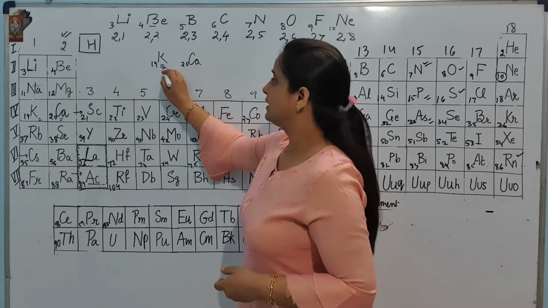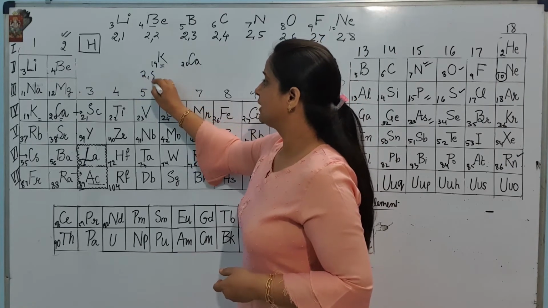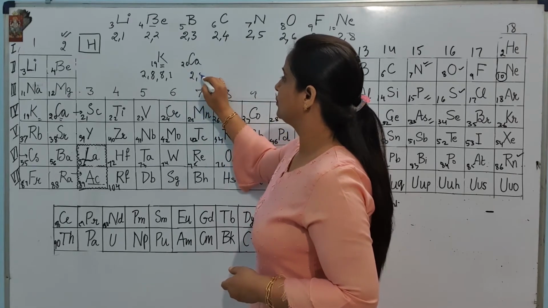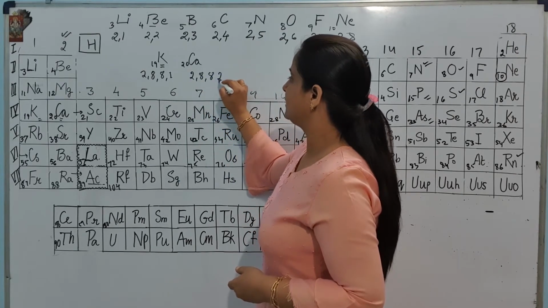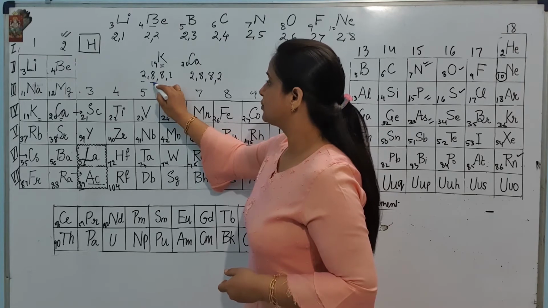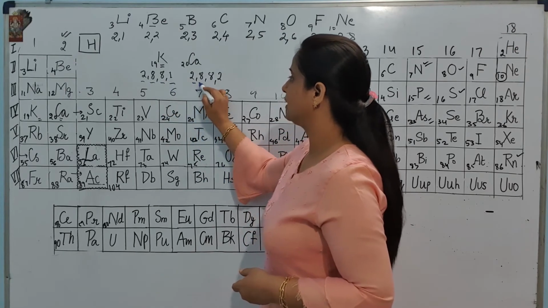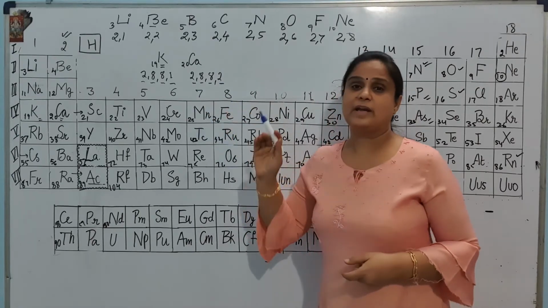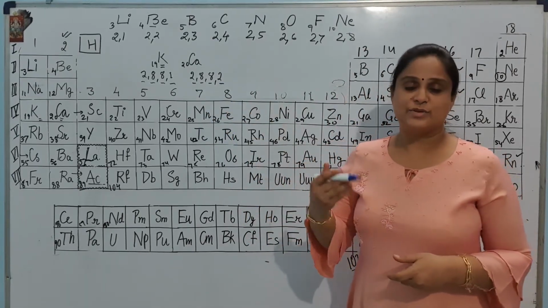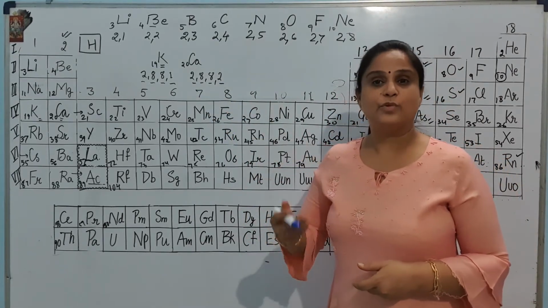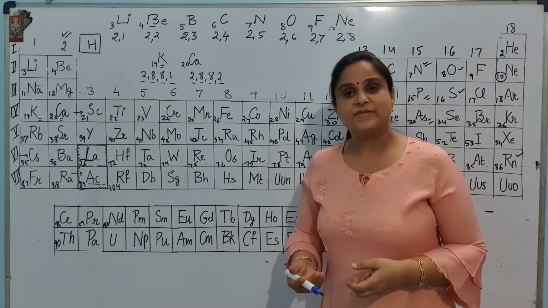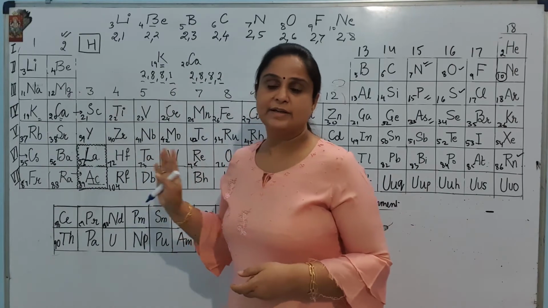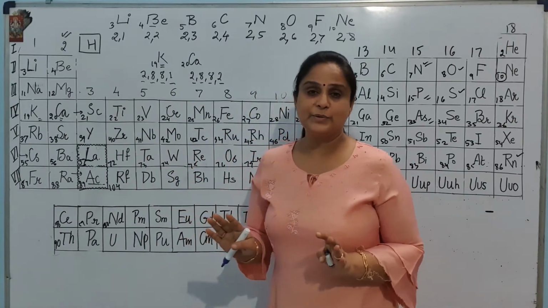Atomic number 19 means 2, 8, 8 and 1. And this is 2, 8, 8 and 2. 1, 2, 3, 4. 1, 2, 3, 4. Both of them have 4 shells in them, and that is why they are kept in the fourth period in the periodic table. I hope it is very clear to you.